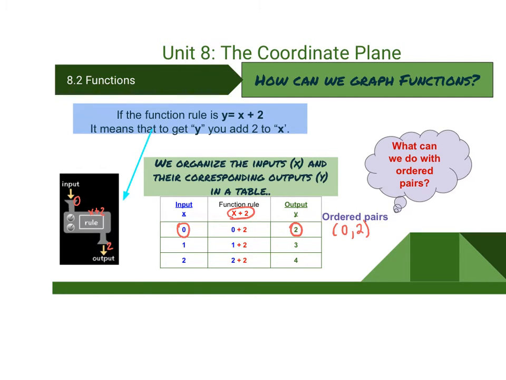My next one, if I put a 1 in and followed that same rule of x plus 2 here, 1 plus 2 gives me 3. So my ordered pair would be 1, 3. Okay, pause the video, try the next one. Tell me what the ordered pair would be.